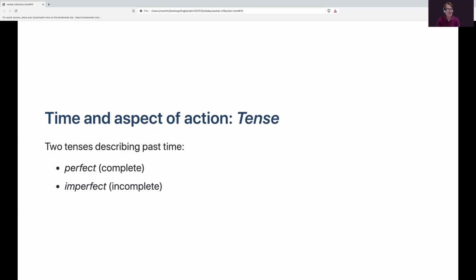The idea of that terminology really refers to the core difference in their meaning. Perfect really means a complete action. It's the tense for completed actions. The imperfect is the tense for incomplete actions in some sense. They might be ongoing, they might be continuous, they might be repeated or regular, but in some sense they're not over. The perfect is the tense for action that is over.